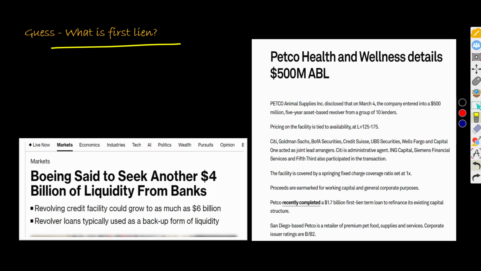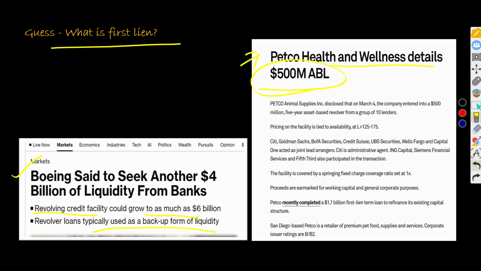Here, if you see, we have two different examples. One is Boeing said to seek another 4 billion of liquidity from banks. Boeing has applied for a revolving credit facility that could grow to as much as 6 billion. Revolver loans are typically used as a backup form of liquidity. See this, it's like a credit card and they wanted the liquidity, and that's what they have taken. Another example we have is the Petco company, Petco Health and Wellness details 500 million ABL. So this company wanted a 500 million ABL.